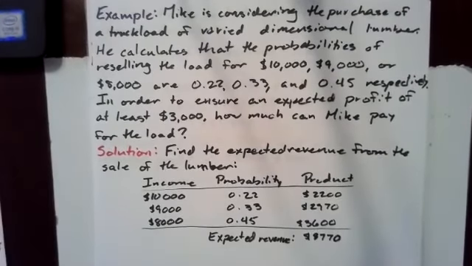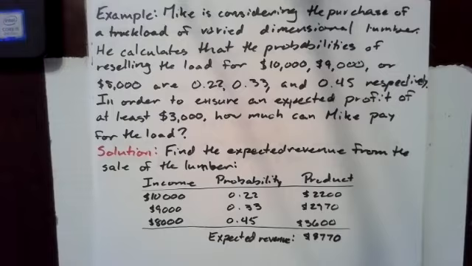Now we'll move on to a business example. Mike is considering the purchase of a truckload of varied dimensional lumber. He calculates that the probabilities of reselling the load for $10,000, $9,000, or $8,000 are 22%, 33%, and 45% respectively. In order to ensure an expected profit of at least $3,000, how much can Mike pay for the load?